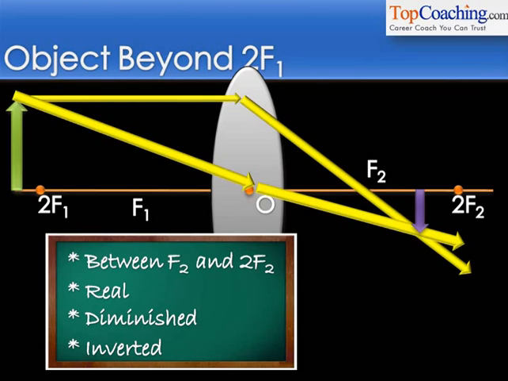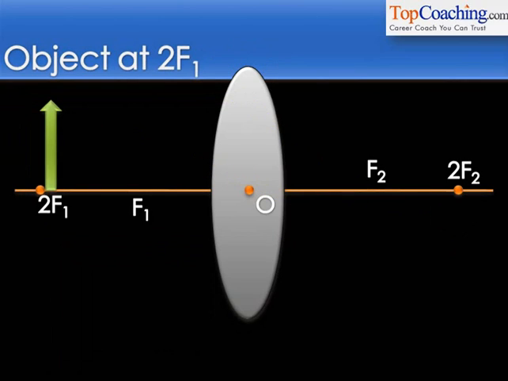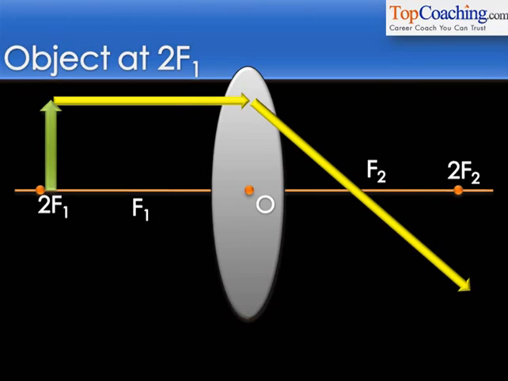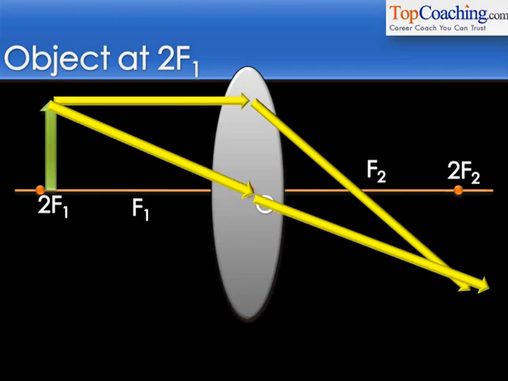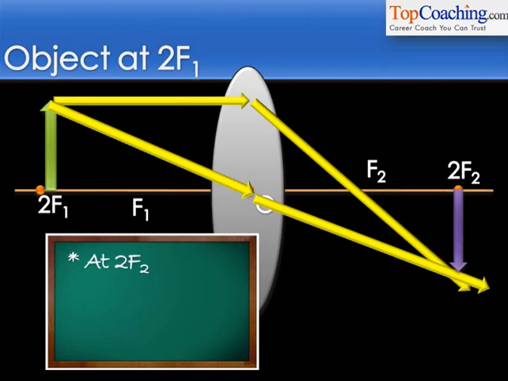Let's move the object closer now. Let's place it at 2f1. When the object is placed at 2f1, this time where will the image be formed? Take out 2 rays from the object. The ray that's parallel to the principal axis after refraction passes through the focus f2 of the convex lens. The ray passing through the optical center passes undeviated. When we note this point and extend it to the principal axis, we get the image. Now here we see something fascinating. Of course, the image is at 2f2.